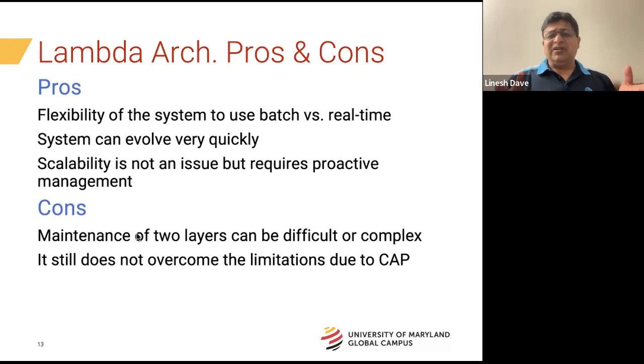And maybe it still does not overcome all the limitations due to CAP. Remember the CAP theorem, right? Consistency, availability, partition tolerance. So it is probably still not going away with that, saying, oh okay, Lambda architecture is the architecture, we don't have to worry, it takes care of CAP. It's pretty close to having ACID properties, right? Maybe not. So there are still some issues with Lambda architecture, where some of the companies have started to move towards Kappa architecture.